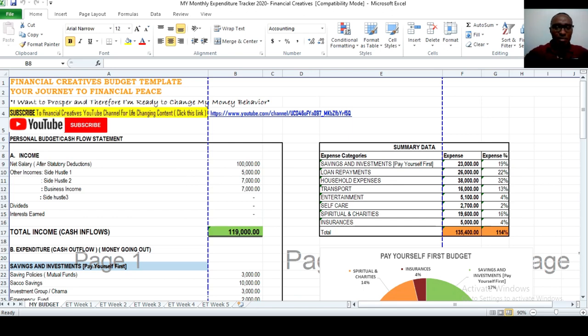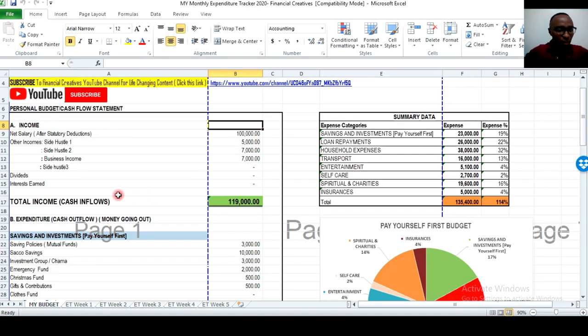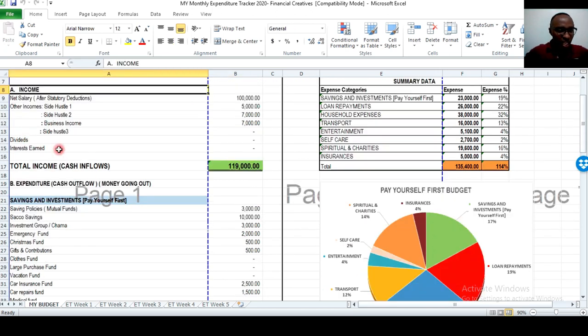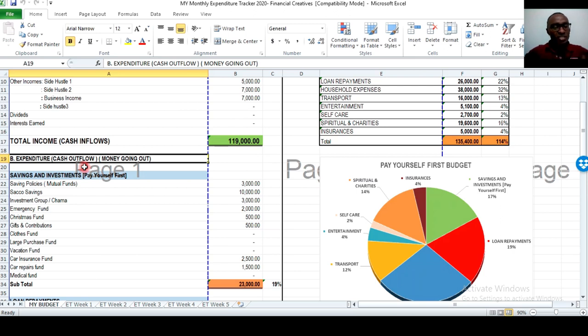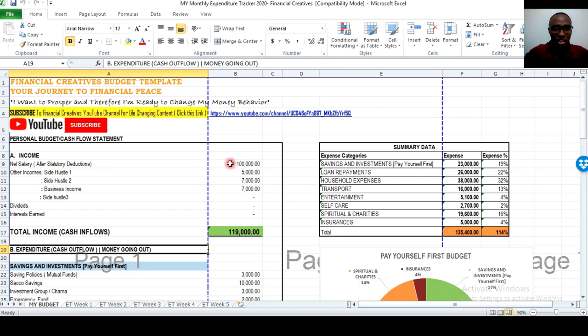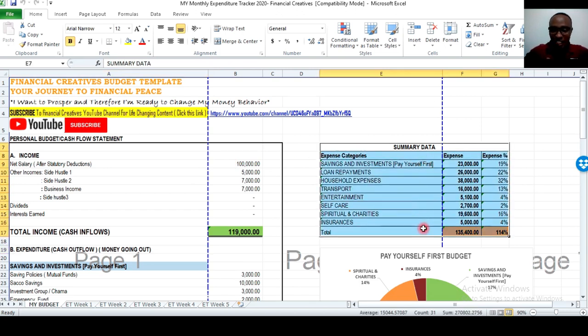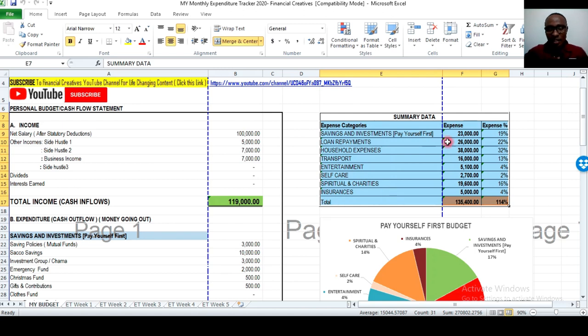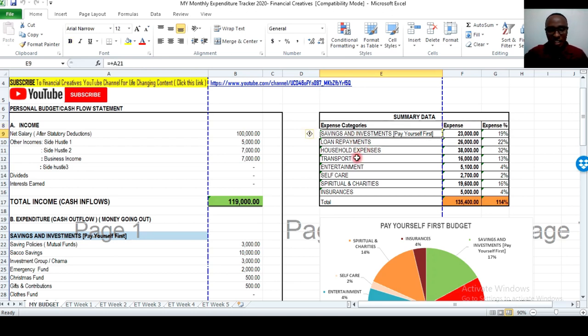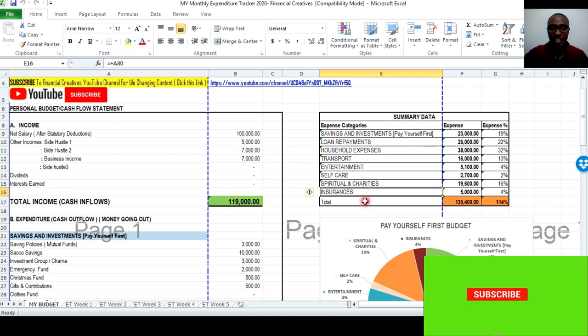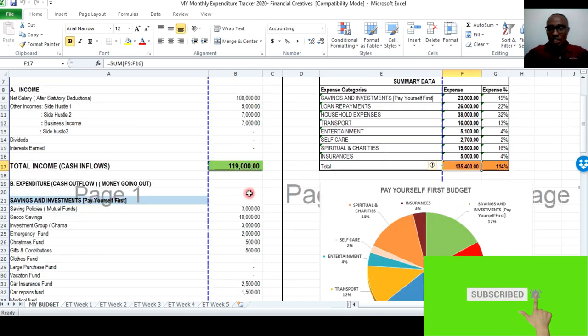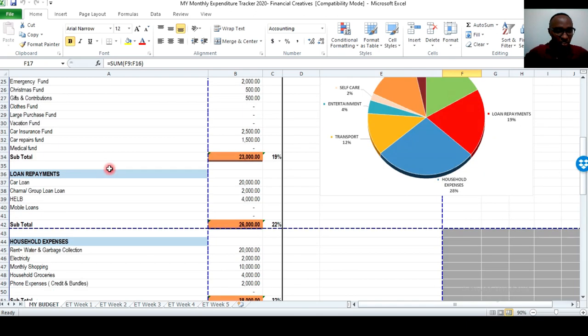Now, let's go to this budget template that I have prepared for you. I've made it actually very simple. As you can see here, we have our income section and our expenditure section too. These are the two elements of any budget. All other things are just a summary of the data to give you a highlight in expense categories. Like now we will be having savings and investment category, loan repayment, household expenses, transport, entertainment, self-care, spiritual charities, insurances, and this will give you a total of which it's pulling from this template.